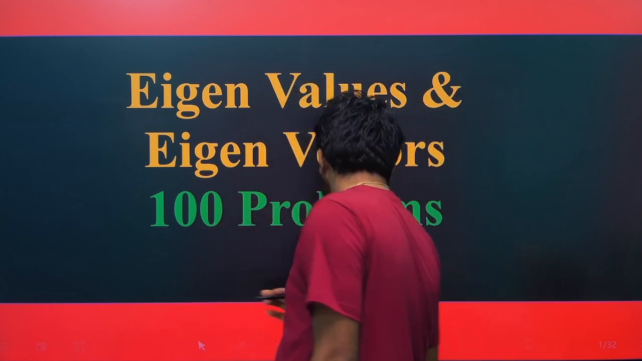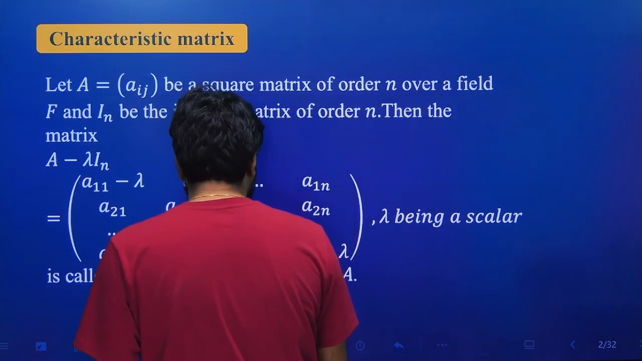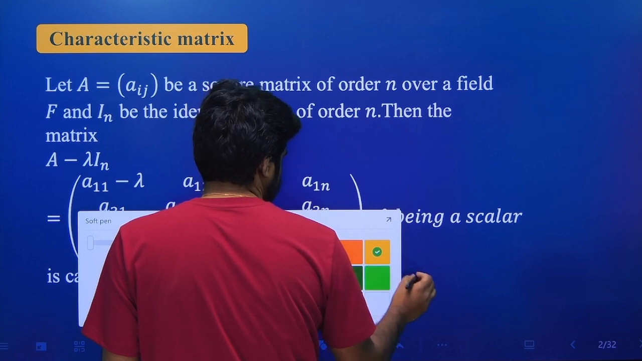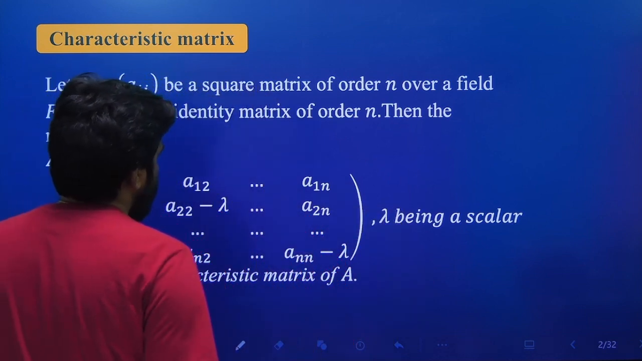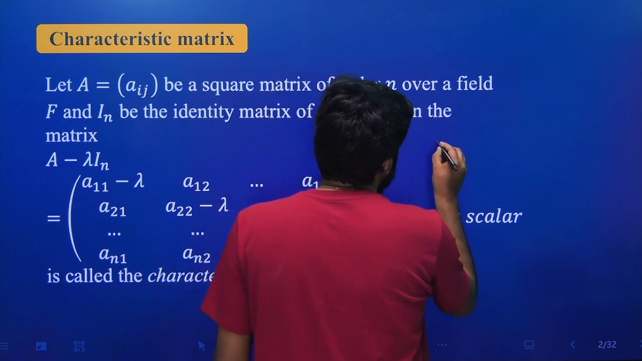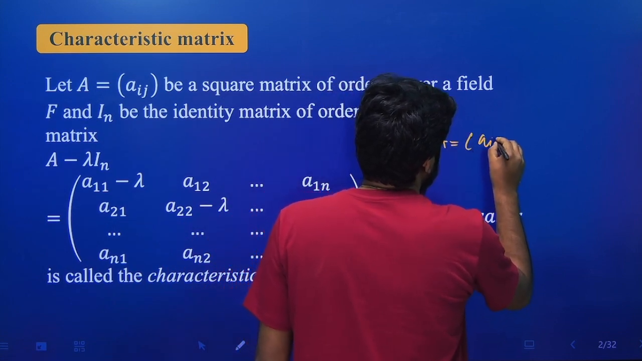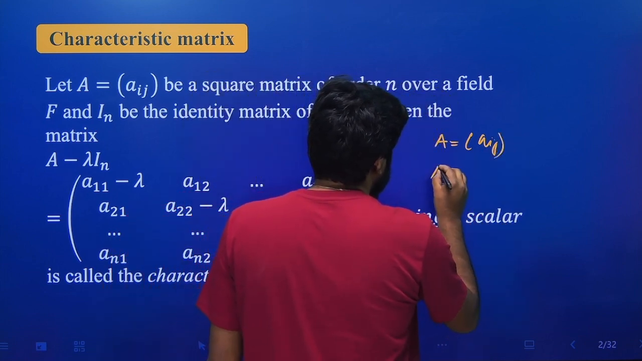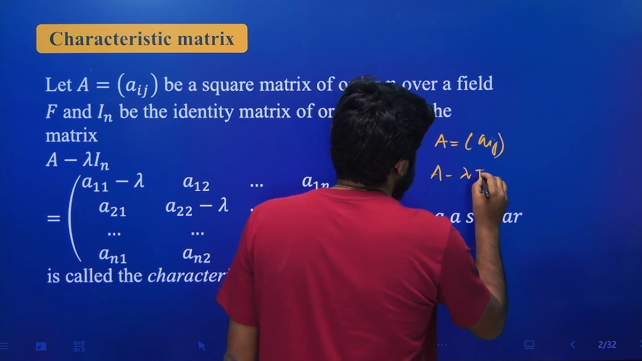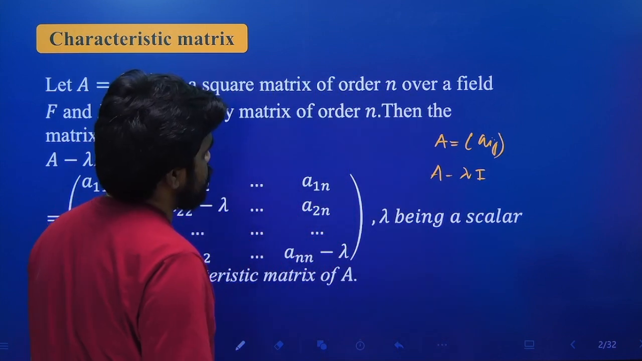So first, what is a characteristic matrix? You know this definition, but I will discuss this again. Suppose A is a square matrix, A equals Aij, okay? Then A minus lambda I. So this is called the characteristic matrix.